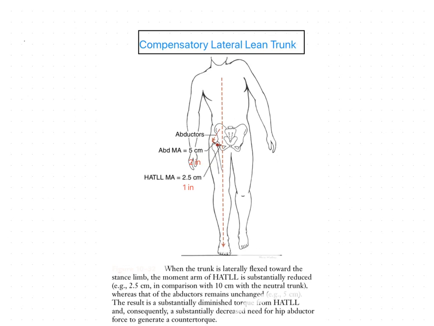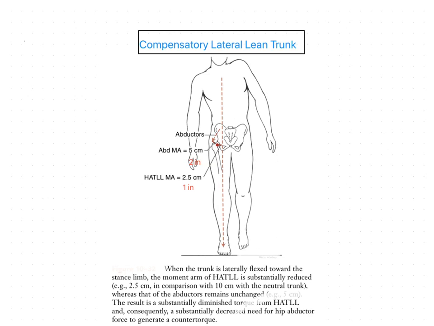Some compression reduction strategies occur automatically, but at the cost of extra energy expenditure and other structural stress in our body. Other strategies require interventions, such as using assistive devices, to minimize the energy cost and reduce the hip joint compression. This compensatory lateral lean of the trunk is one of the compression reduction strategies which occurs automatically.